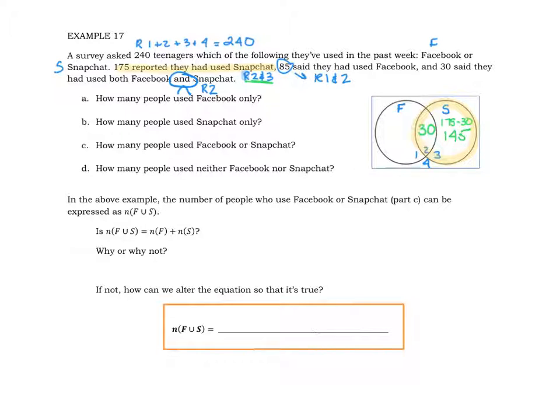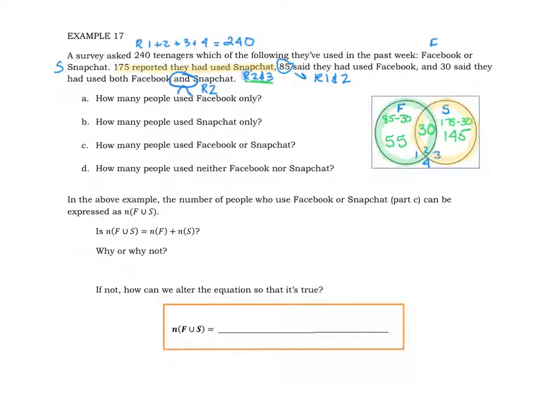Let's look at the next one. They said 85 had used Facebook, and that would be regions 1 and 2. So we need to figure out the cardinality of region 1. 85 minus 30 gives us 55. Let's check that. 85 said that they had used Facebook. If I add regions 1 and 2 together, I indeed get 85.